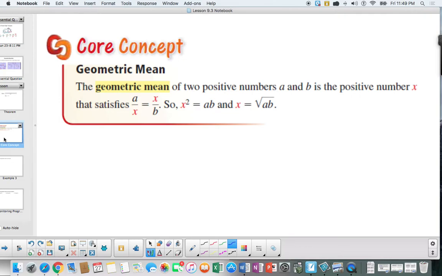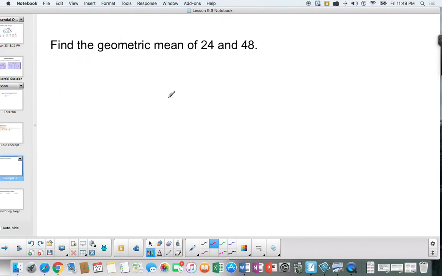Geometric mean of two positive numbers, a and b, is a positive number x that satisfies this proportion. Notice that the two numbers along the diagonal have to be the same. This is going to lead to a product, which is going to create a square, and to get the geometric mean, you're going to have to take the square root. So geometric mean has to do with multiplying numbers and then taking the square root instead of adding numbers and then dividing. Let's go ahead and do this problem.